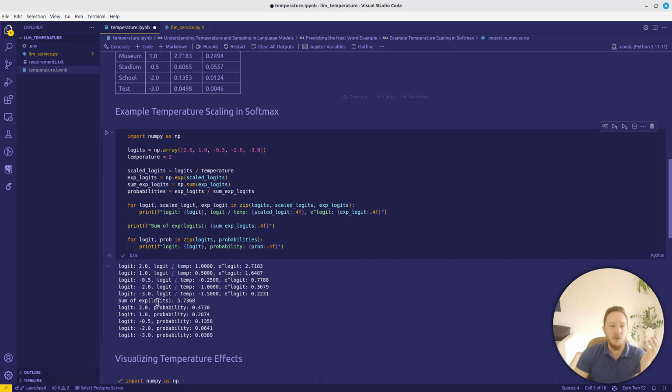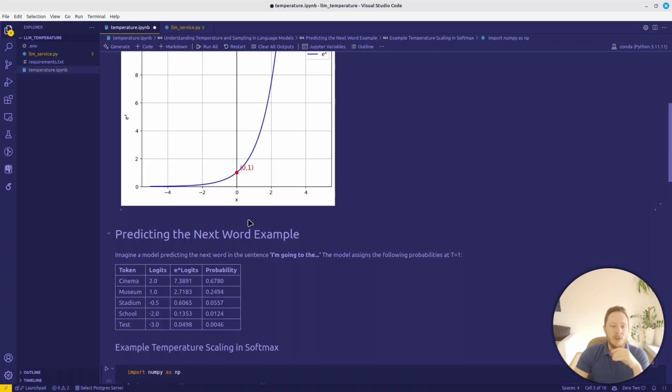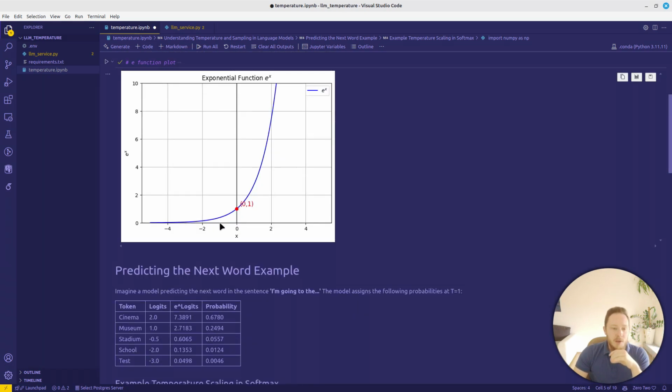So we can see that the word test now has the value of minus 1.5, which will result in 0.22 when applied to the exponential function, while before, when we were at minus 3, we were almost at 0, and now at minus 1.5, we're nearer to the 1.